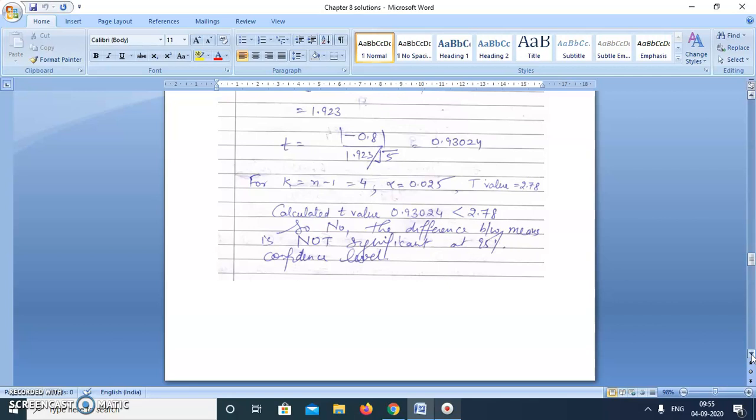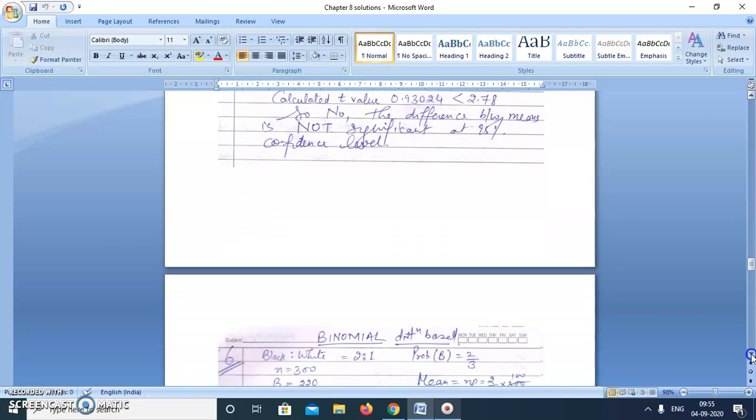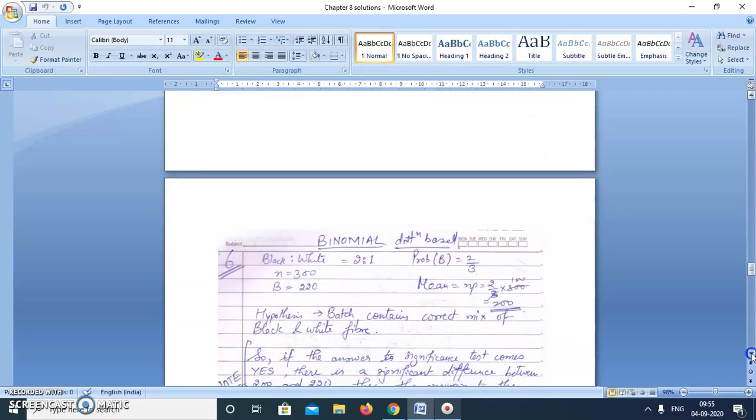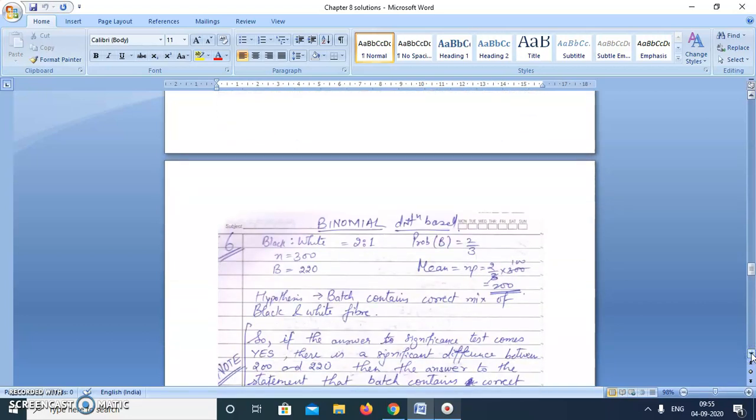Next we'll calculate the t statistic, and we'll compare it with the table value, and in this case the t calculated value is less than the table value. So the answer is no, the difference between means is not significant at 95% confidence level. Now we'll move to the next question, the 6th question.